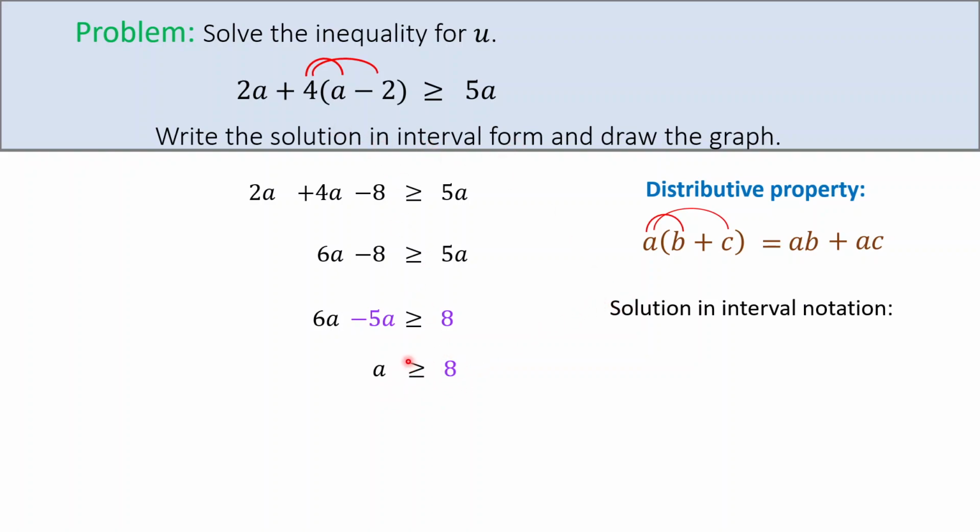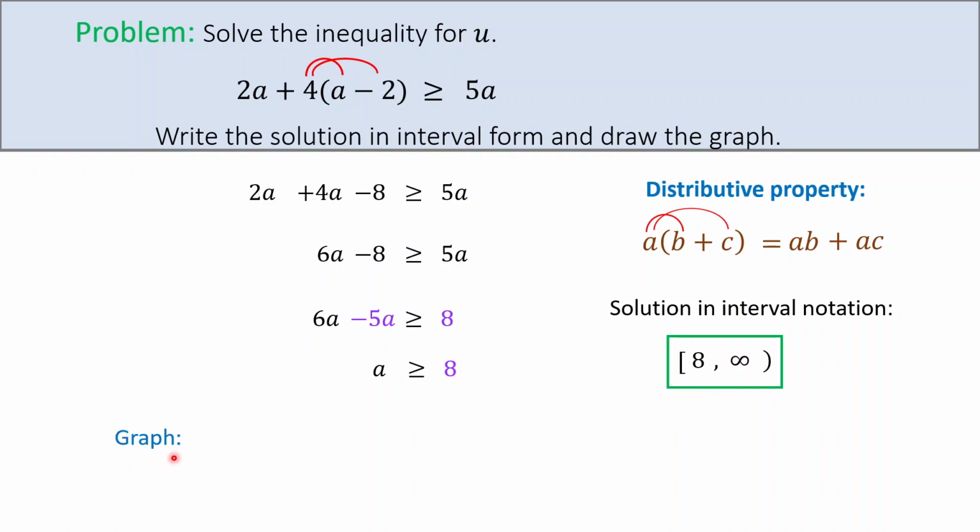You have greater than, so first write this number. Equal sign, so you need to put a bracket, comma, the second number is positive infinity. For infinity, you always need to put a parenthesis. This is the interval notation.